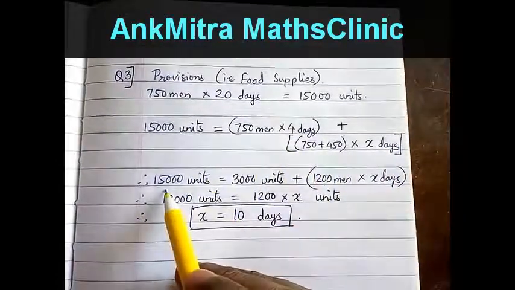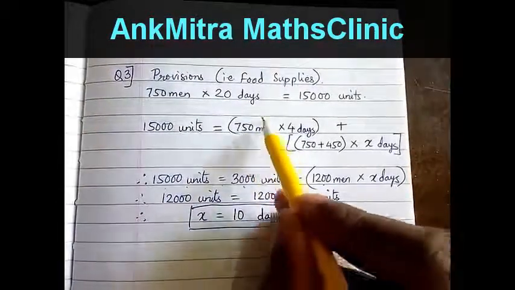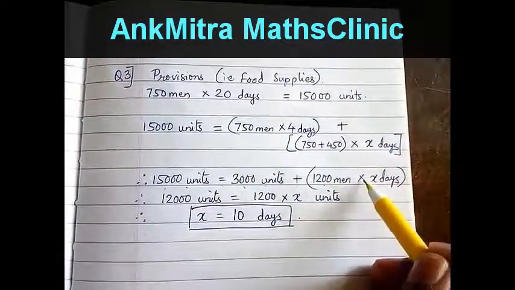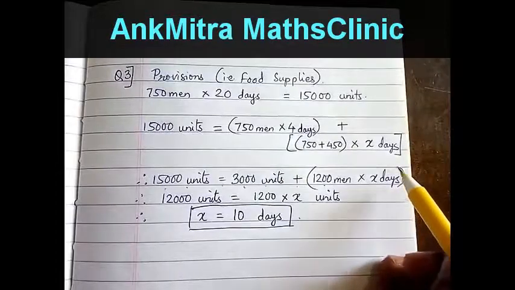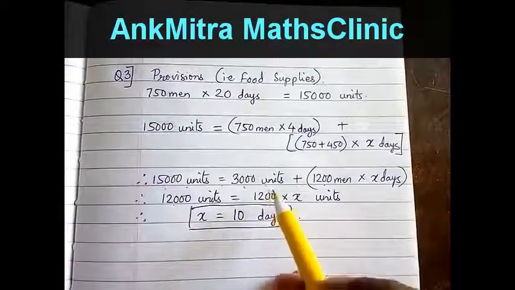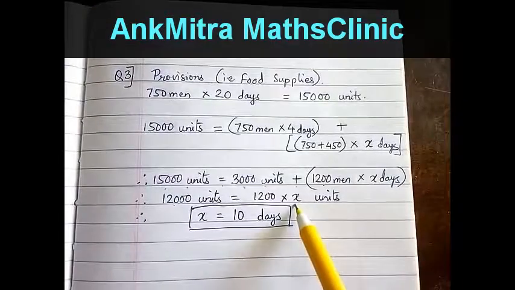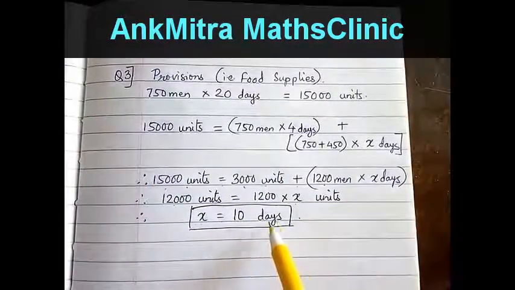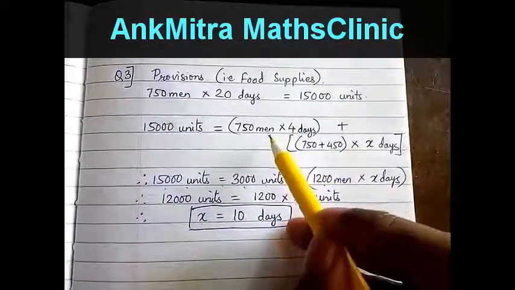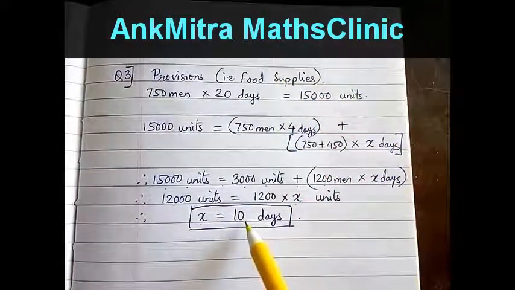So in this case, 15,000 units will be equal to the 3,000 units that these 750 men consume in the first 4 days plus 1200 men consuming for x number of days. Okay, so simplifying this, we get 12,000 units is equal to 1200 into x, that is this 1200 men into x days. So therefore we get x is equal to 10 days. That is, after the 450 men join the initial 750 men, the food supplies remaining after the first 4 days will be enough for another 10 days.